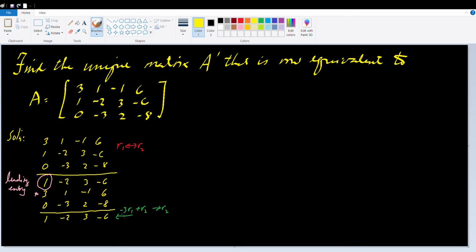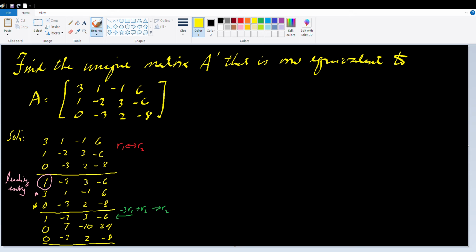So 1 times negative 3 is negative 3 plus 3 is of course 0. Negative 2 times negative 3 is positive 6 and 1, that will be 7. 3 times negative 3 is negative 9 and negative 1 is negative 10. And negative 6 times negative 3 is positive 18 plus 6, that will be 24. And then we retain the third row because this is already a 0. So 0, negative 3, 2, and negative 8.